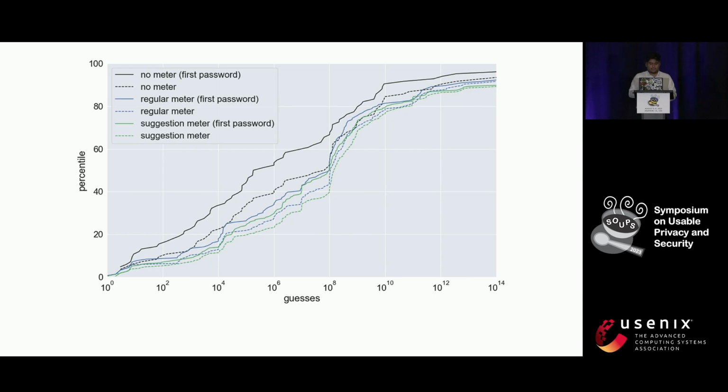So the important thing to note for these results is that the first line and the second line, the two black lines, represent the strength of those that were not shown the meter. And the interesting thing about this is that despite not having a meter shown, so despite them not having any indication of how strong their password was, those people were still able to end up improving their password, similarly to those that were shown the password meter.